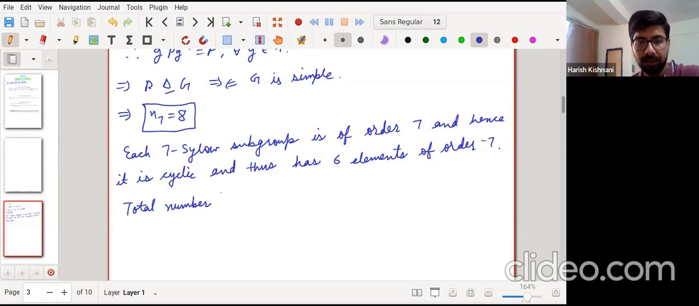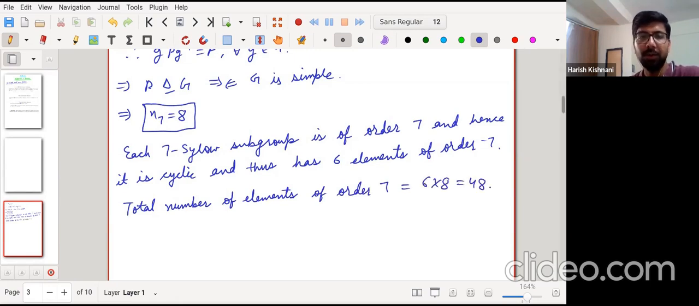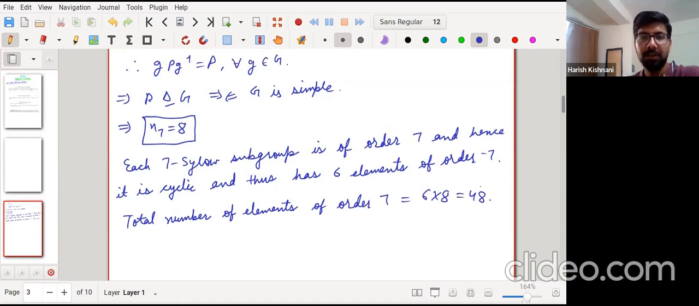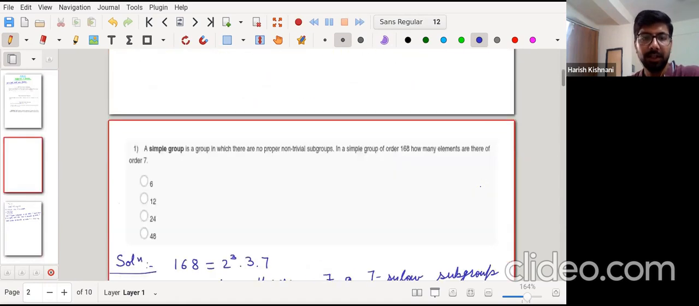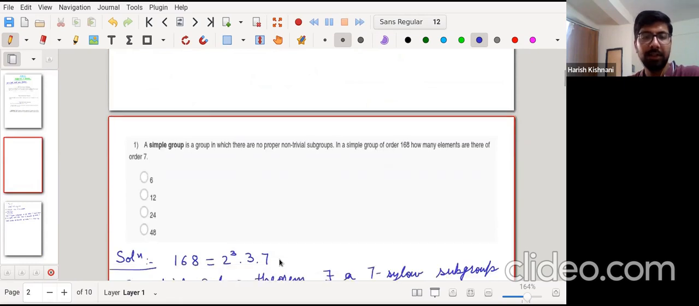The total number of elements of order 7 is equal to 6 into 8, that is 48. So 48 was an option there, so it's going to be the correct one.